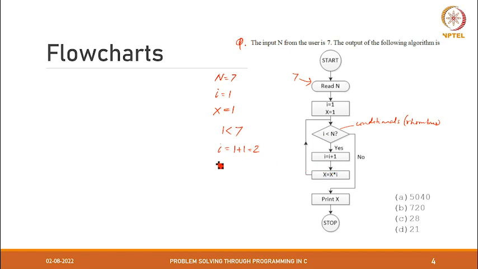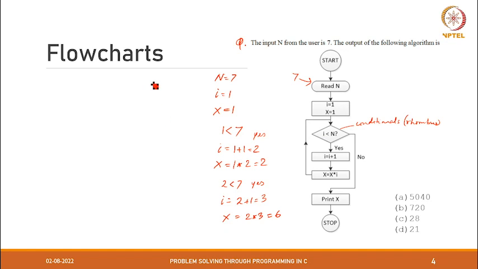And then x becomes x into i. x is 1, so x will be 1 into i, that is 2, so it will be 2. Now after this, the flow of the program goes back here, and again it will check this condition. So now it will check if i is still less than n. i is 2 right now, so it will check 2 less than 7. Yes, it is. So here it was yes, here also it is yes. And i's value will again increase by 1, and it will go from 2 to 3. And similarly x will go from 2 to 6, because it's a multiplication.